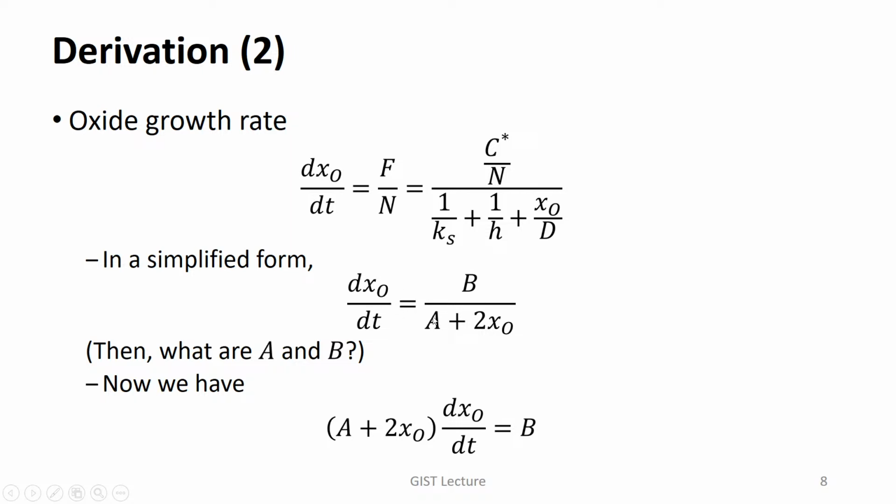for XO. And A and B are constants related with these components like Ks, H, and D, C star, and N. Then you can easily identify what is A and what is B. Then now we have this simple standard form of differential equation.